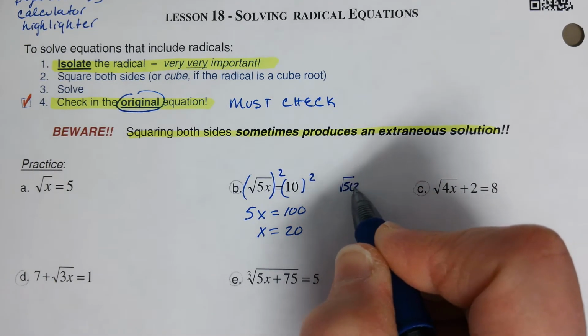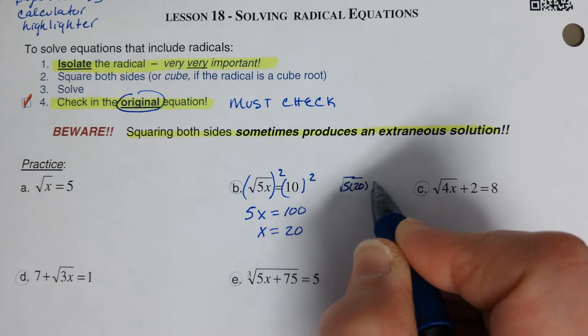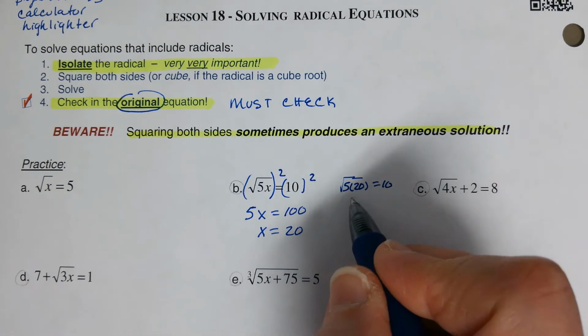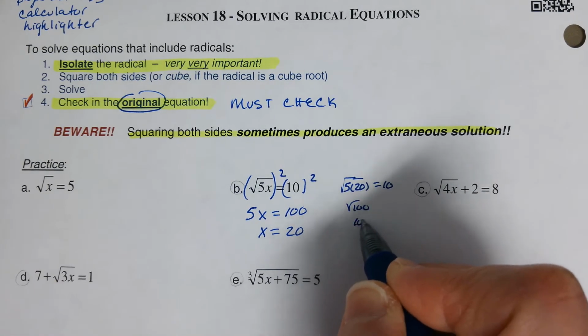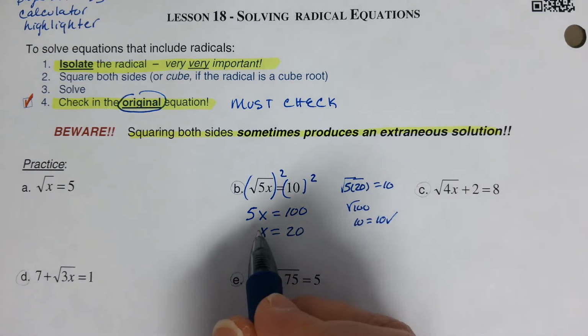Is the square root of 5 times 20 equal to 10? That's square root of 100, 10. Yes, 10 equals 10. It does check.